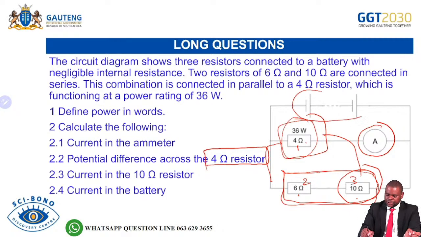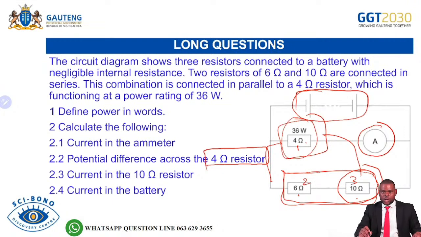This is the battery here. Can you see the symbol for the battery? Can you see all the symbols here? Are they looking familiar? Do you know them? Have you seen them before? Yes, you must know them. This is the battery. This is the symbol for resistance, and this is for ammeter. Are we together, grade 12?